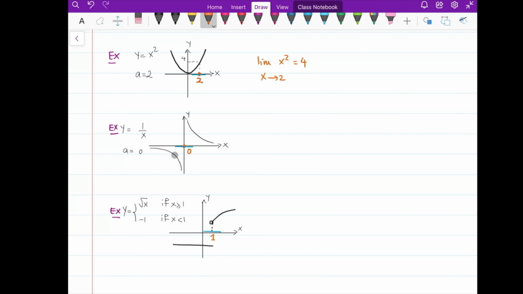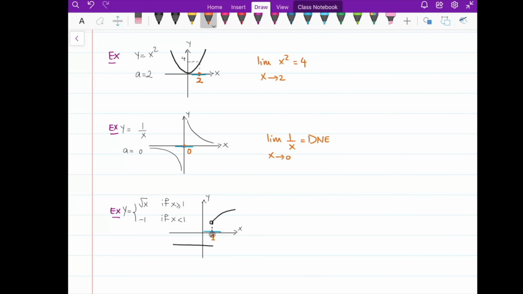How about the second one? 1 over x. As x approaches 0 from the right, the value of the function is getting to positive infinity. You see it's getting closer and closer to positive infinity. And when x approaches 0 from the left, the value of the function is negative. It's getting smaller and smaller on the negative side. So when we are approaching 0 from the right and left, we get two different values. So that's why the limit of this function as x approaches 0 does not exist, because we don't get a unique number L.